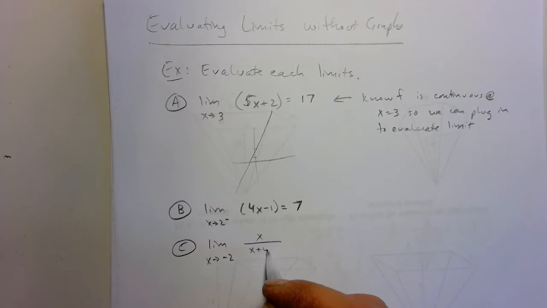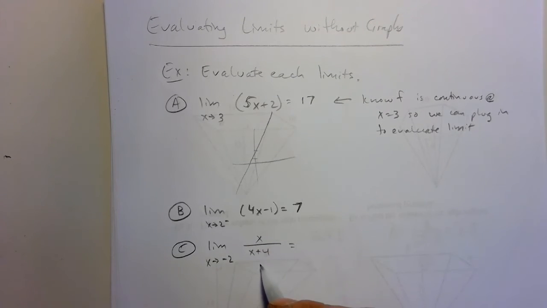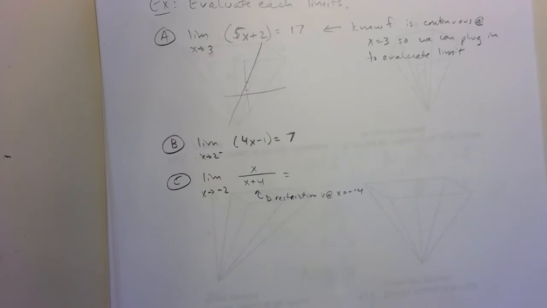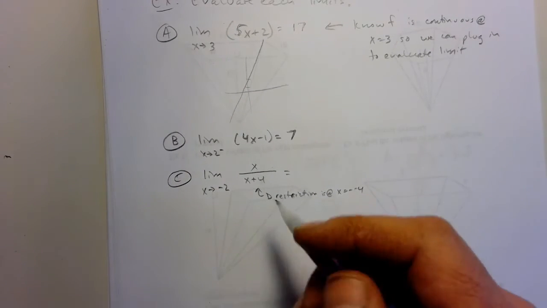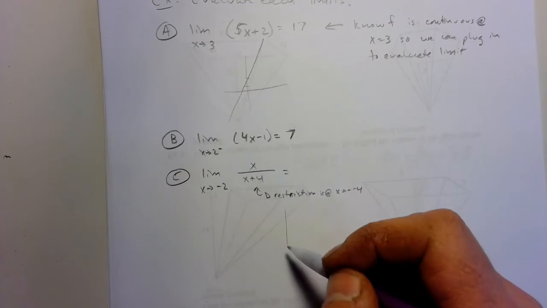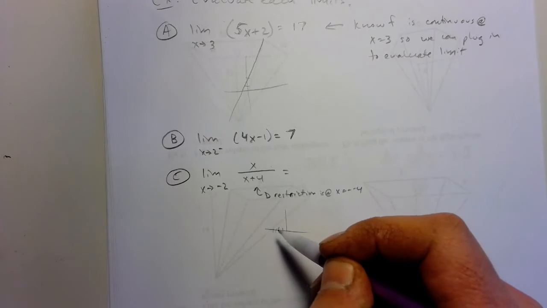So let's say we have this. If we're thinking about this one, this has a domain restriction. The domain restriction here is at x equals negative 4, right? But we know that everywhere else, if we think back to the graph we just did, the reason we did all the graphs is to help us visualize this, right? This graph, the asymptote is going to be at negative 4.